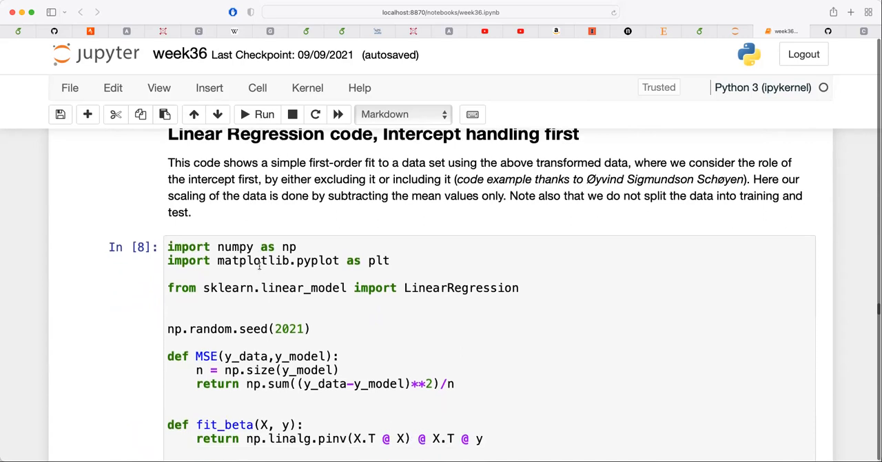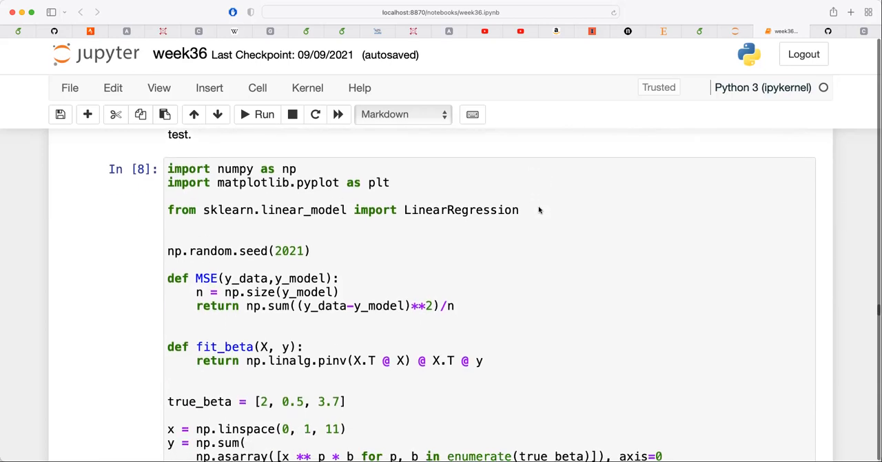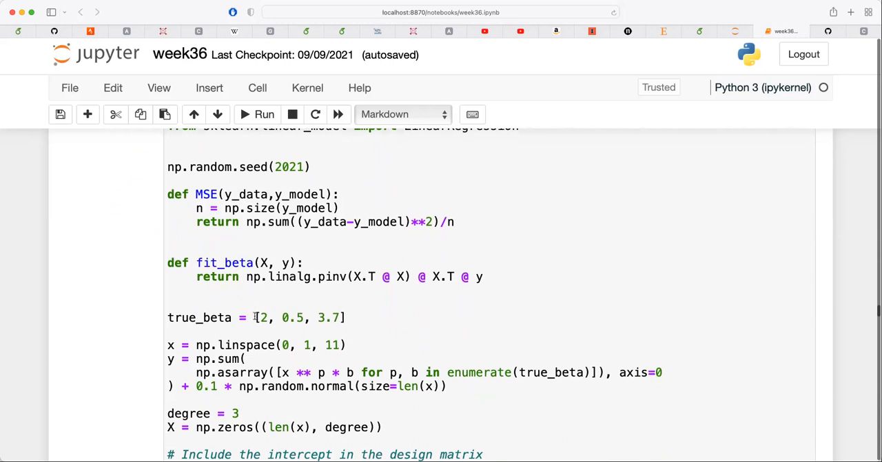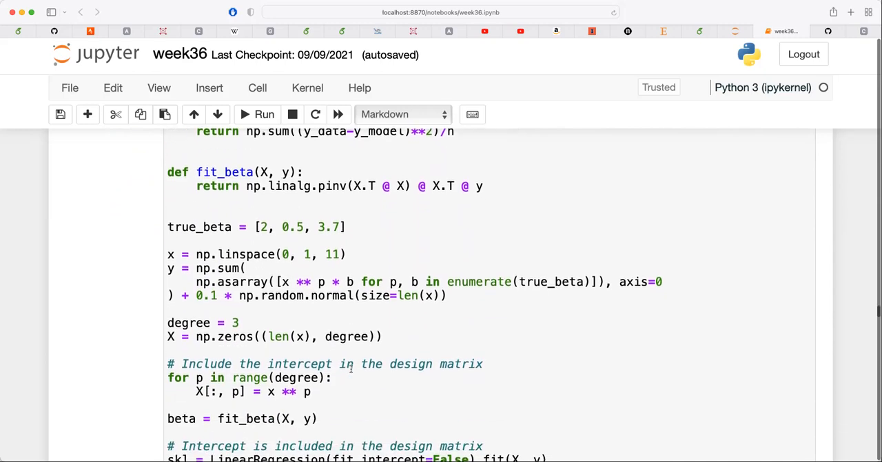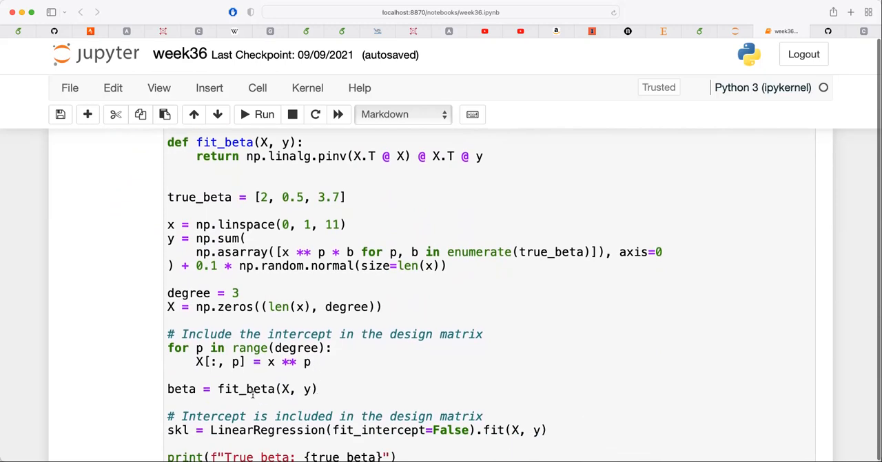So let's look at an example. This is an example which one of the TAs made 2 or 3 years ago. This specific case is an example where we are making a polynomial fit where the intercept is 2, the slope is 0.5, and the second order term is 3.7. We set up a data set and produce a function which is a second order polynomial. Then we include the intercept in the design matrix, which is here. We have a parameter fit beta, so we perform the fit, we invert the matrix. This is also something which we will discuss today.